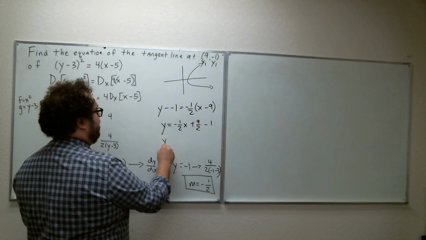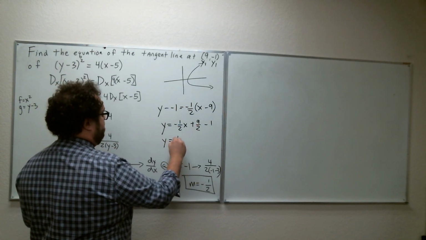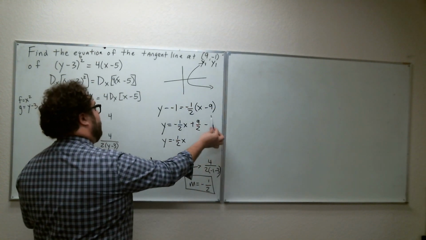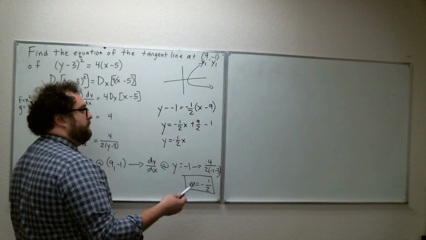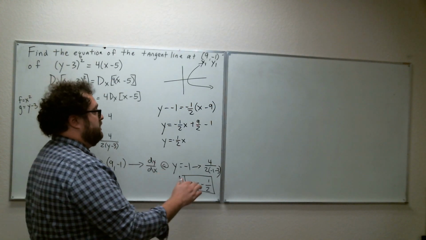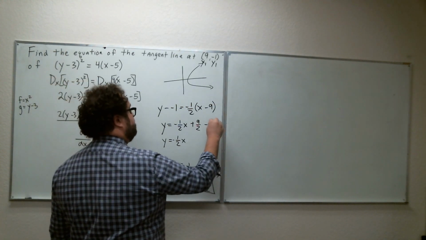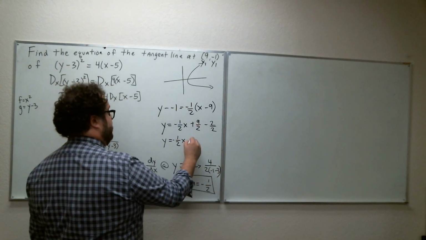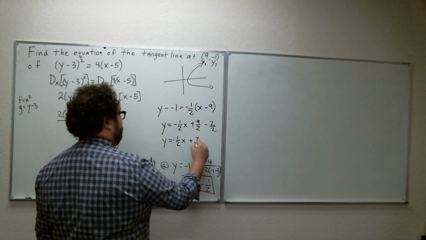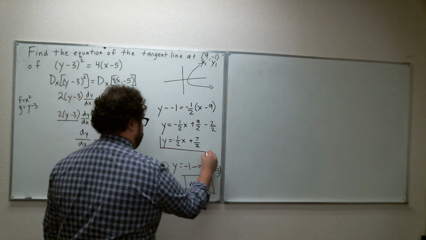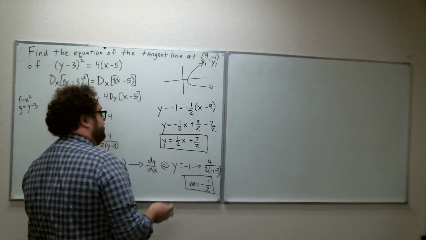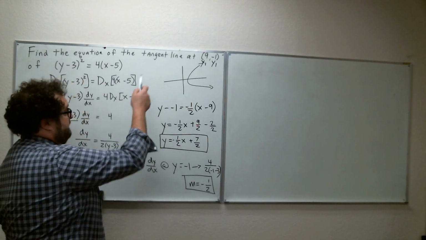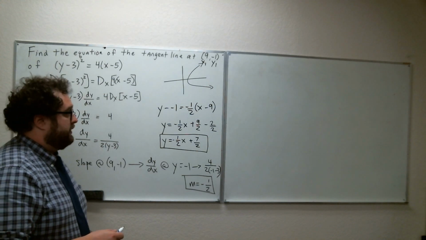Okay? So y equals -1/2 x. Let's see here. 9/2 minus 1. So the common denominator there is 2. We could change that 1 to 2 over 2. And then we could say plus 7/2. So there is the equation of the tangent line at that point, 9, -1.